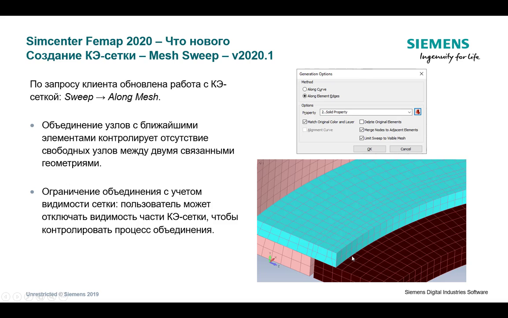Now the other option that we added was merge nodes to adjacent element, and this simply controls if the new swept elements are automatically connected or not to the sweep path mesh, which may or may not be the intention.